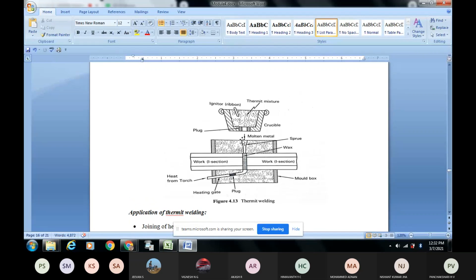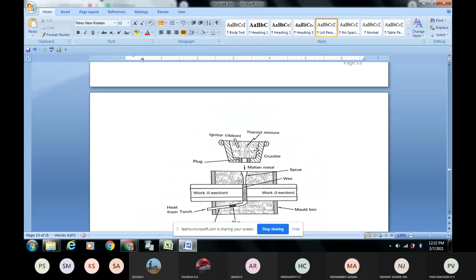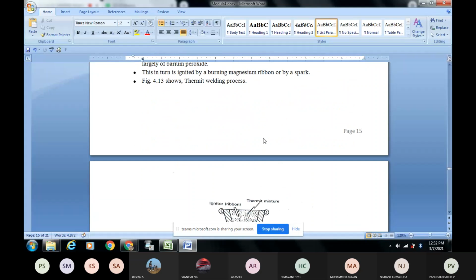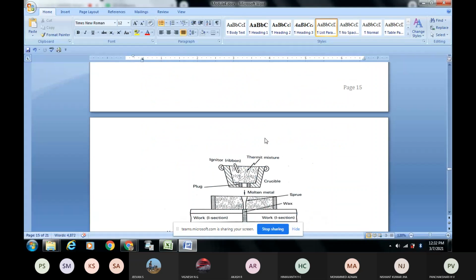This type of welding uses no electric power. It will not use electric power. So it is the combination of casting and welding. This method, thermit welding, is the combination of metal casting, which we have already studied, and welding.